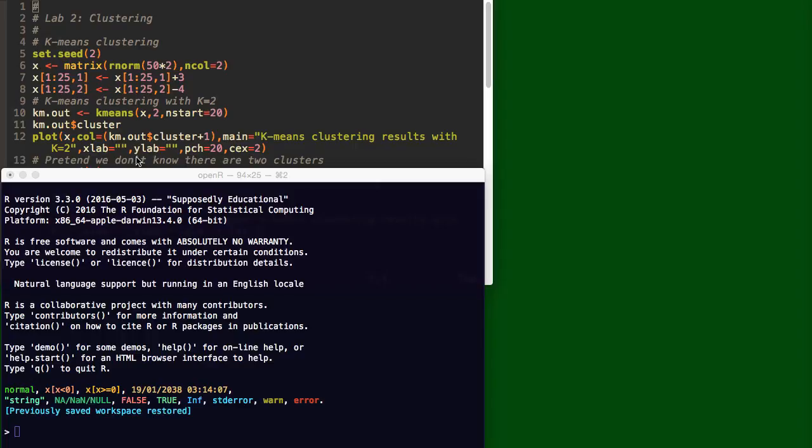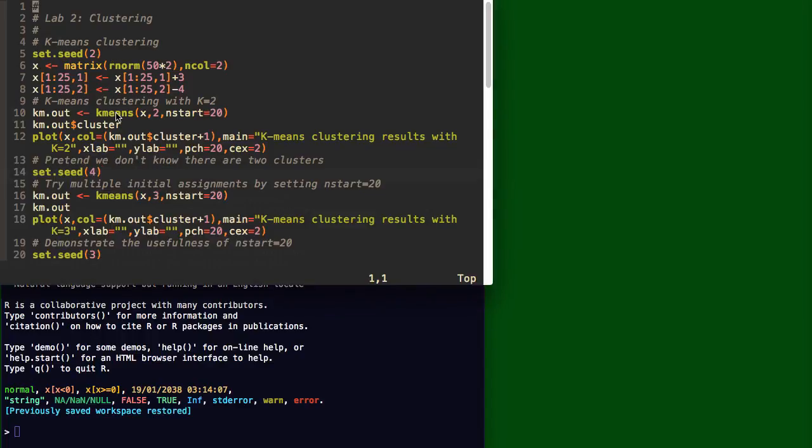I've already written the commands in from lab 2 of chapter 10, and I've started R. So let's get going here. First, we'll do k-means clustering. We'll set a seed so we get the same results as the textbook.